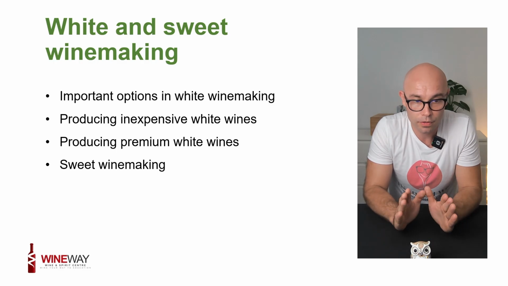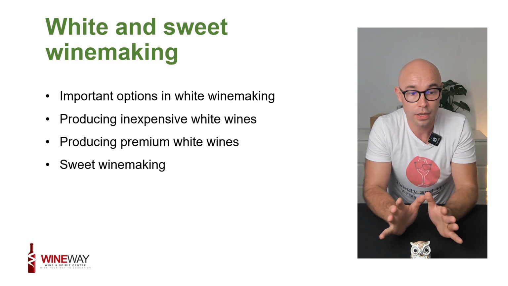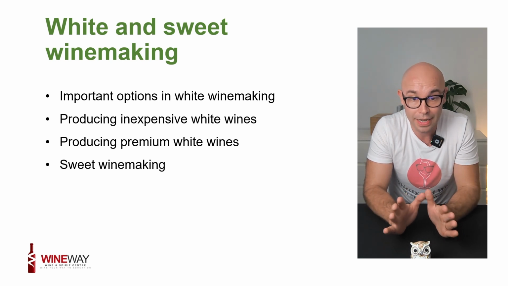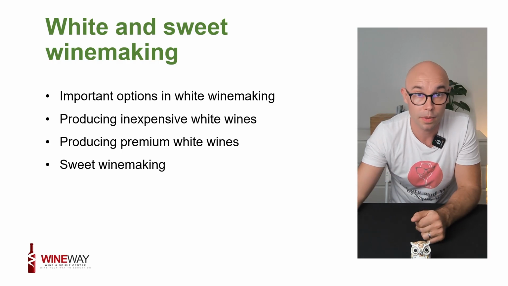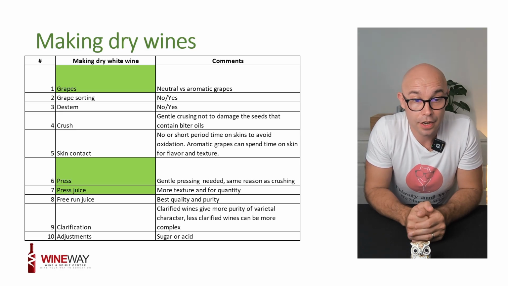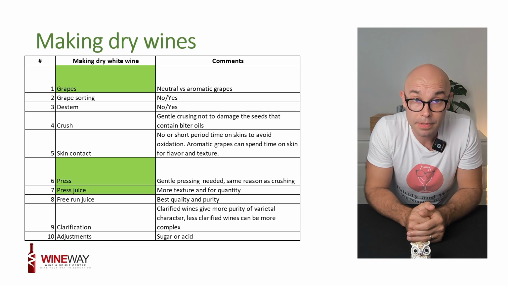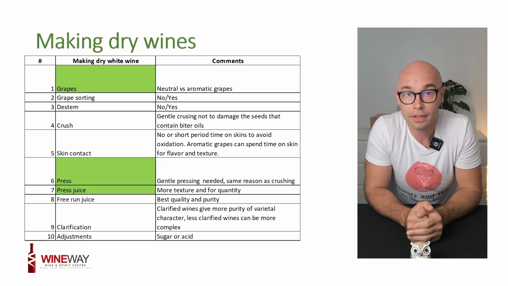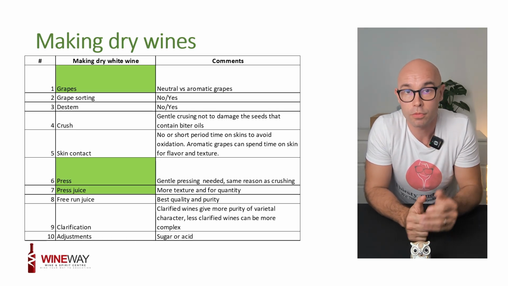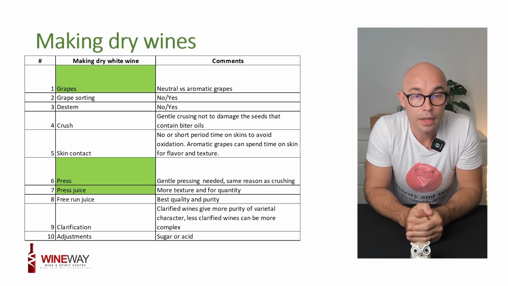So in this video, important options in winemaking in general, that's what we're going to start with. Then producing inexpensive white wines, producing premium white wines, and sweet winemaking at the end. So this is how the slides are going to look. On the left side, you're going to have the steps, the number of the step. I identified some 20 steps from grapes to final bottled wine.